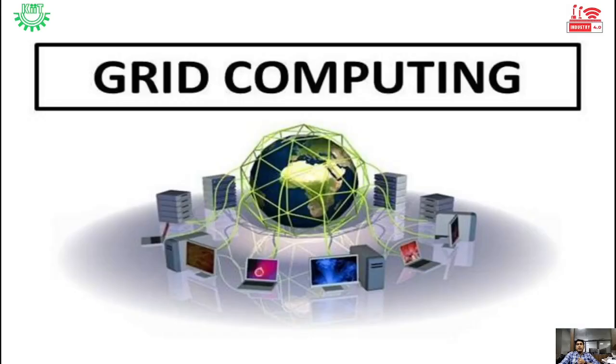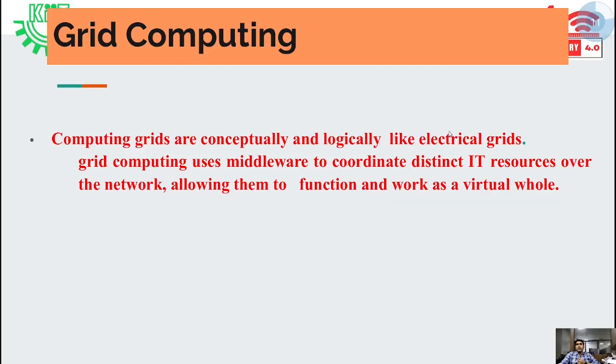Now that we have learned about cluster computing, let us learn about grid computing. This is also a variety of distributed computing. These computing grids are conceptually and logically like the electrical grids that we normally use for power distribution. In an electrical grid, the wall outlet allows us to connect to an infrastructure of resources which generate and distribute electricity. Likewise, in the IT industry, grid computing uses middleware to coordinate distinct IT resources over the network, allowing them to function and work as a virtual whole.